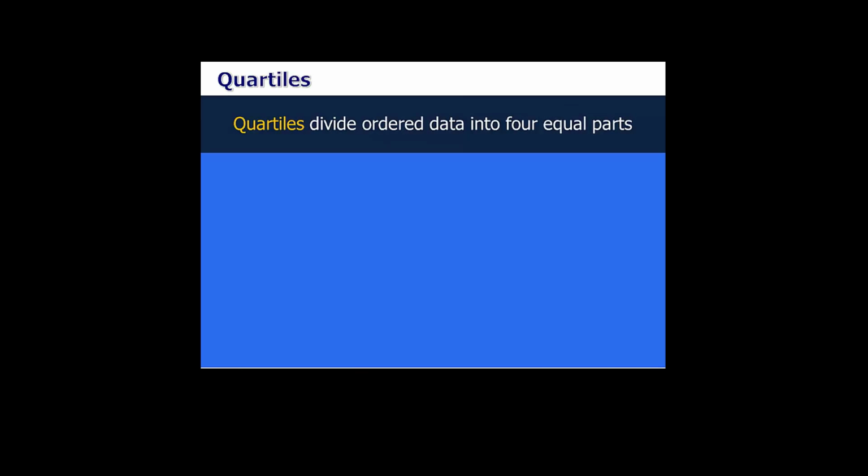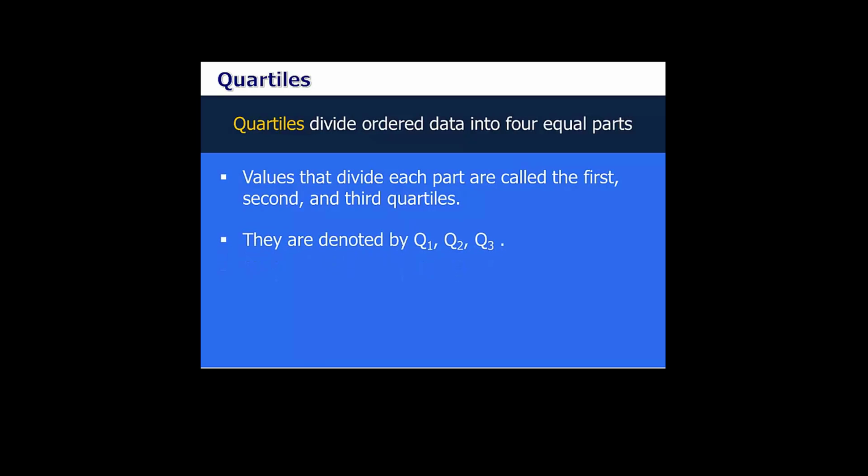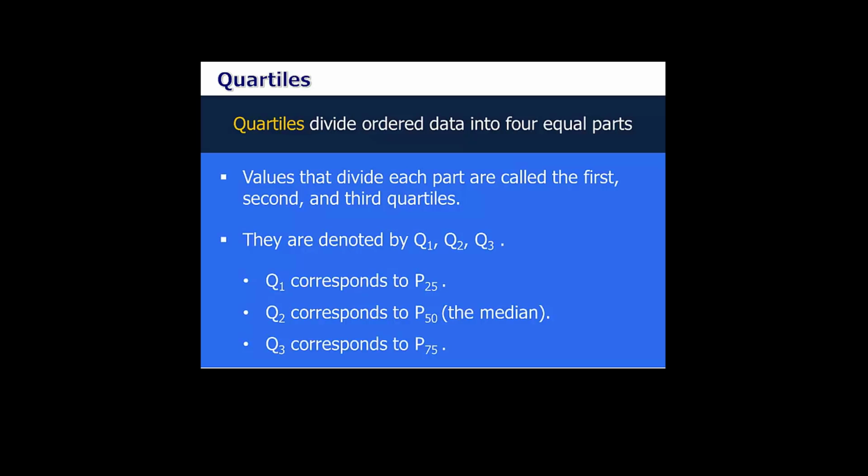Quartiles divide an ordered data set into 4 equal parts. The values that divide each part are called the first, second, and third quartiles, and they are denoted by Q1, Q2, and Q3, respectively. Note the relationship between quartiles and percentiles. The first quartile corresponds to the 25th percentile. The second quartile corresponds to the 50th percentile, which is the median. And the third quartile corresponds to the 75th percentile.